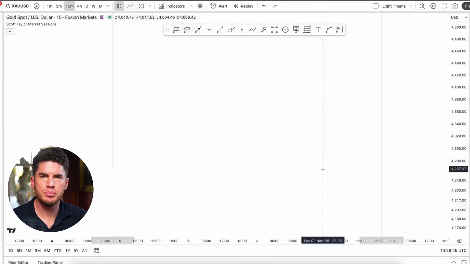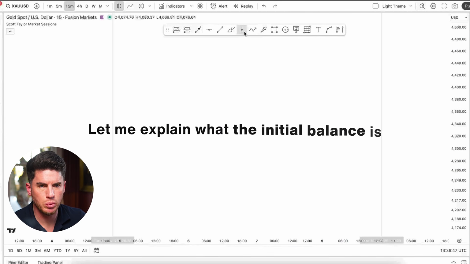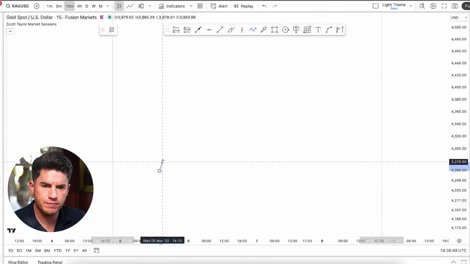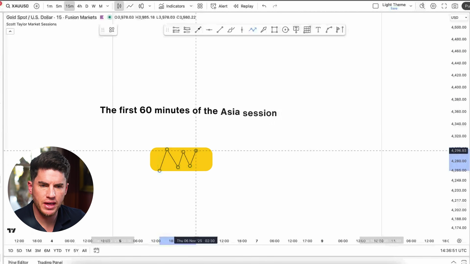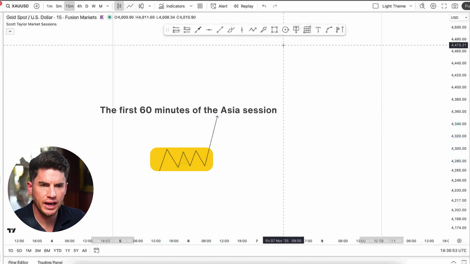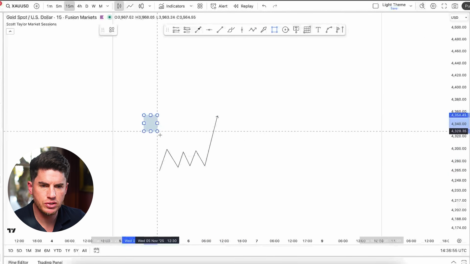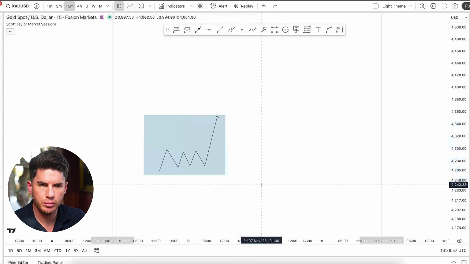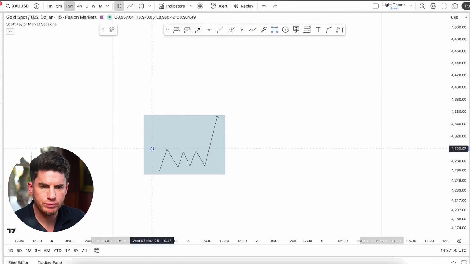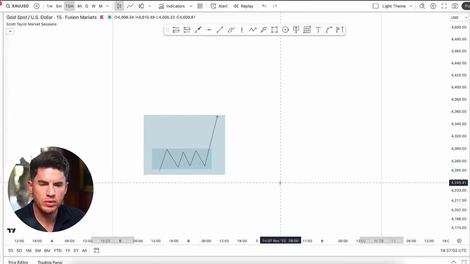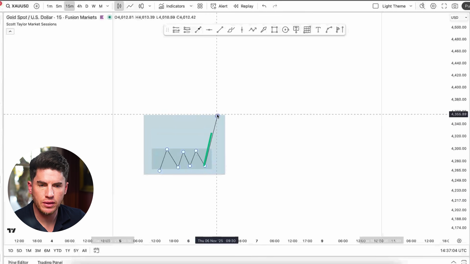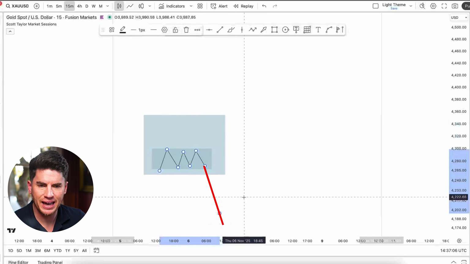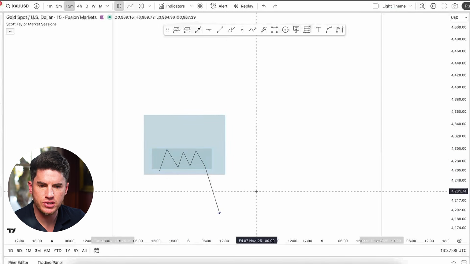So first of all, in simple terms, let me explain what the initial balance is. Basically, it's the first 60 minutes of the Asia session. So when we have the Asia session consolidate like so, but the first hour is down here. When we break to either the upside or the downside out of that initial balance, that first 60 minutes of the Asia session, that's what builds our bias for the day. Yes, it's as simple as that.